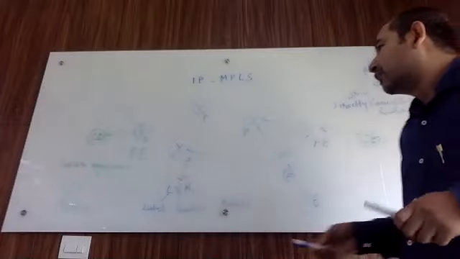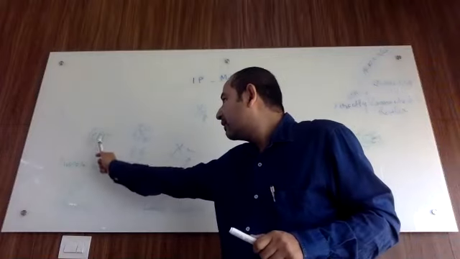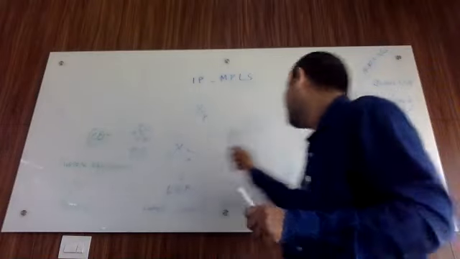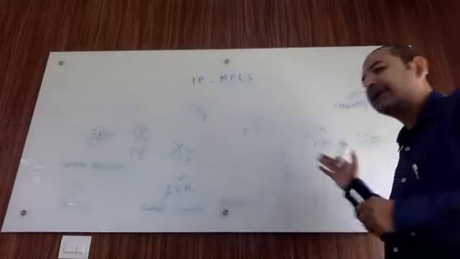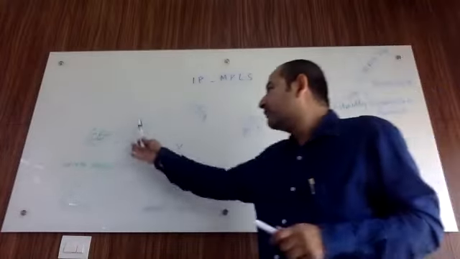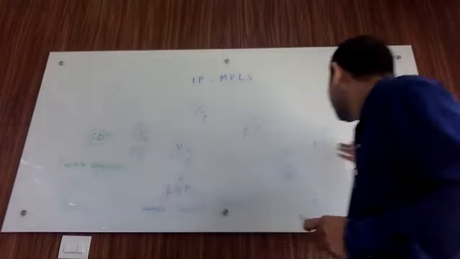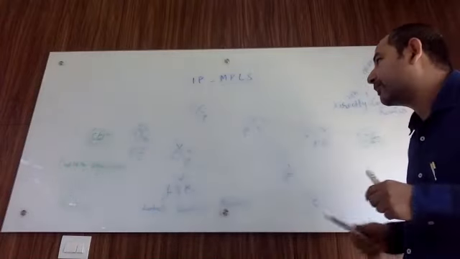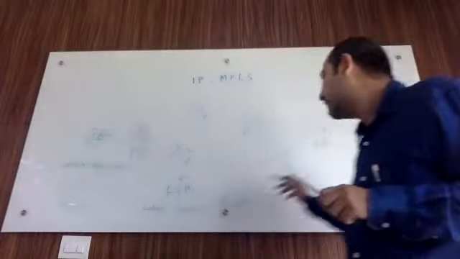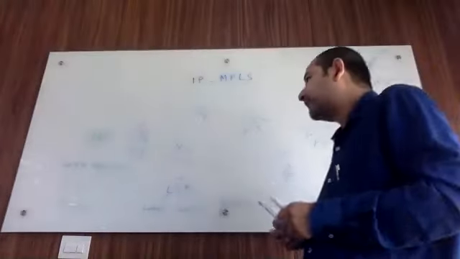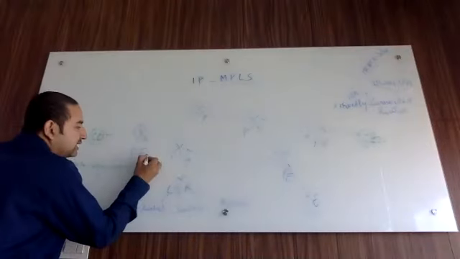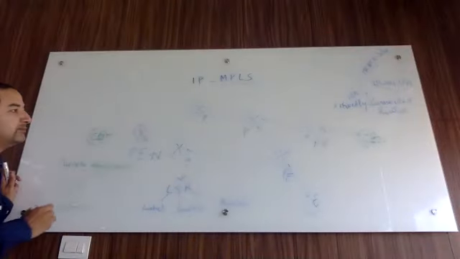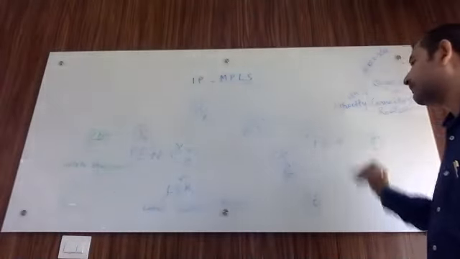Okay. So I have got the same customer, branch 1 with CE1, branch 2 with CE2. You can take an example of a geographically distant location. Maybe this one is Noida and this one is Pune. CE2 is Pune, suppose. And there is a service provider network in the middle. This is the PE router in Noida, so I call it PEN. This is the PE router in Pune, so I call it PEP.